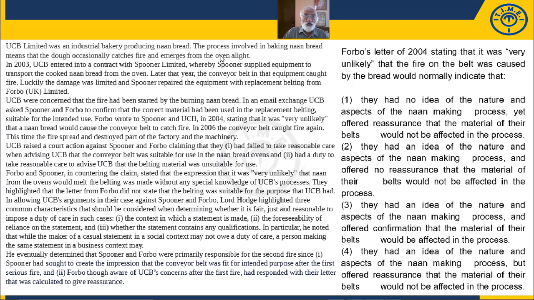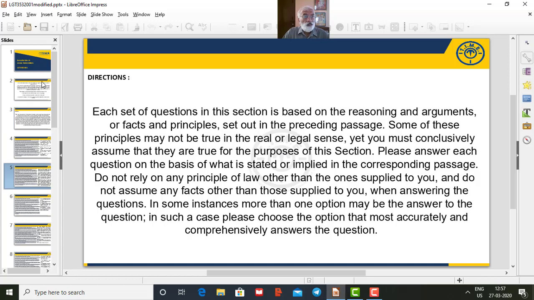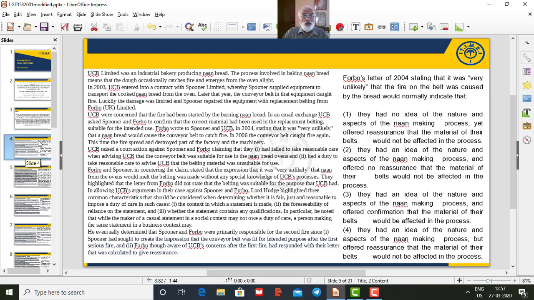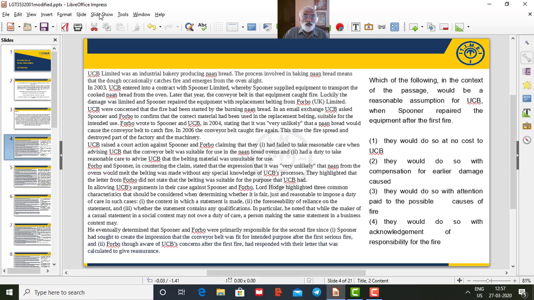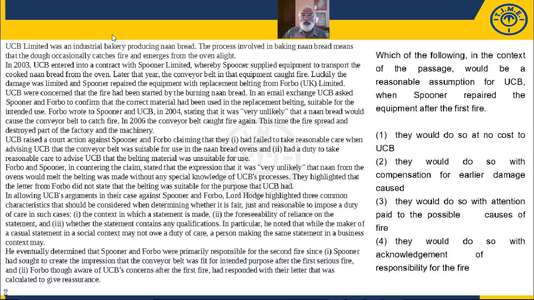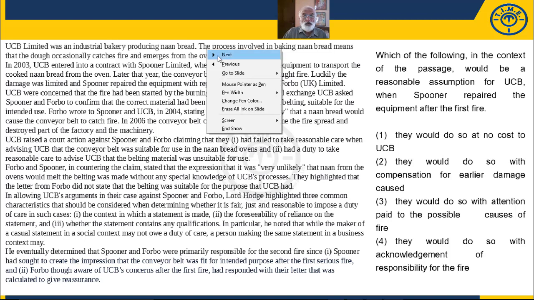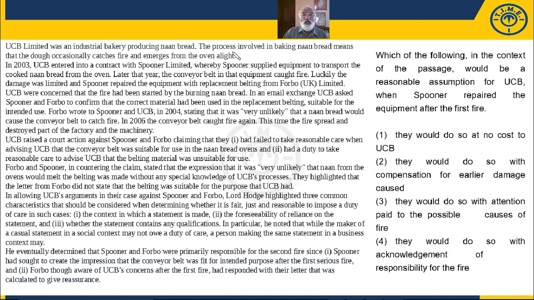But the important thing to remember here is this part, which is the process involved. One sec, this has gone to the next slide. We just need to go back to the previous one. So what we're saying is that the process involved means that the dough occasionally catches fire. So what we want here is to underline a few things. So the process involved means, which means this is a standard process. In 2003, UCB entered into a contract with Spooner Limited, whereby Spooner supplied equipment to transport the cooked naan bread from the oven.